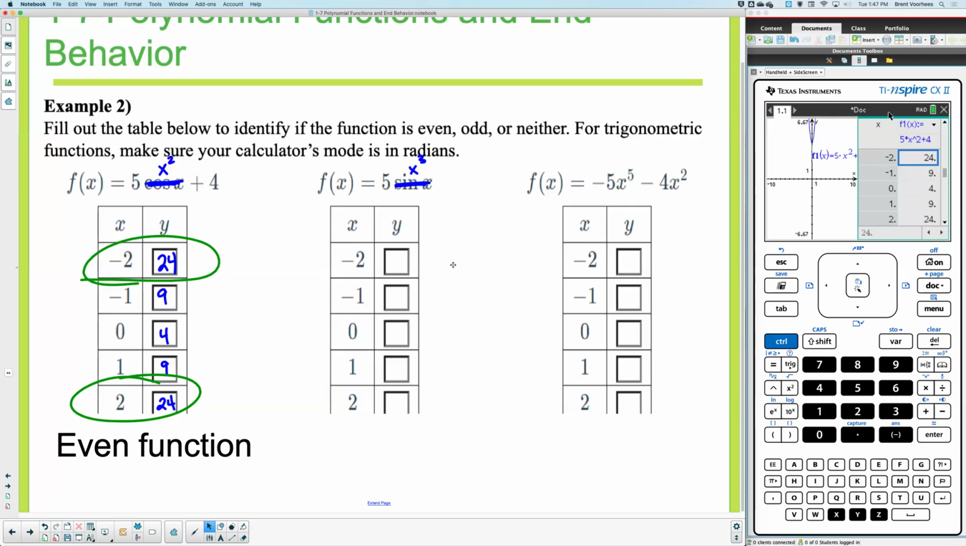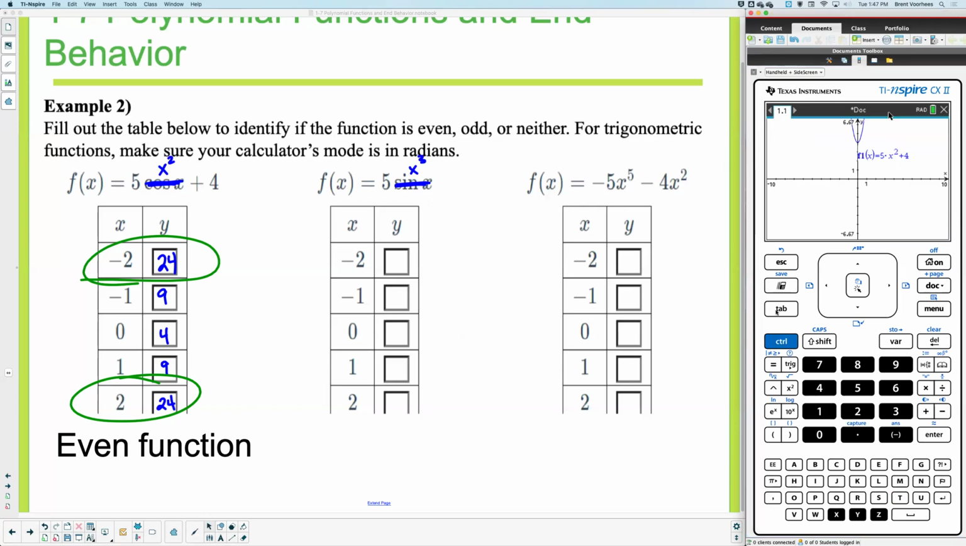Okay, now let's change our equation to 5x cubed. I'm going to press Control T to drop my table, press Tab, then up to change my equation. So I'm looking at 5x cubed. I need to change that power to a 3 and leave everything else. 5x cubed. Press Enter, and again, press Control T to pull your table back up.